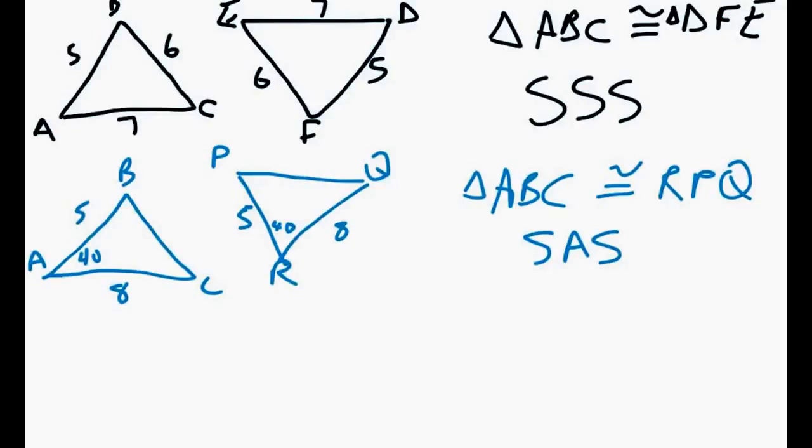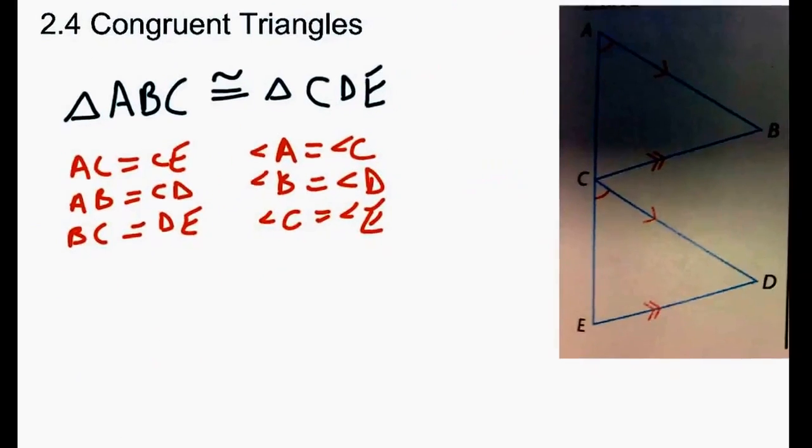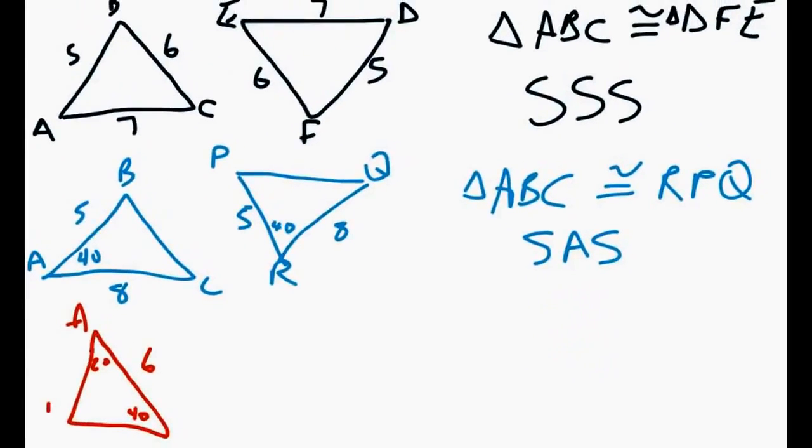Okay, there's one more that works, and it's similar to this one, except you'd have your triangle with two angles given to you. So let's suppose 20 degrees and 40 degrees, and we'd have a side in between them, like 6. So let's call this one ABC again. And then we'd have another triangle with 20 degrees, 40 degrees, and side 6. And let's call this one XYZ.